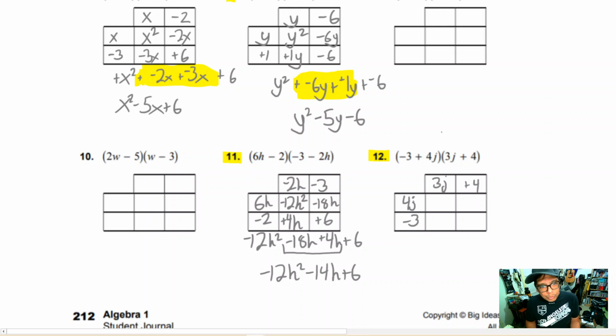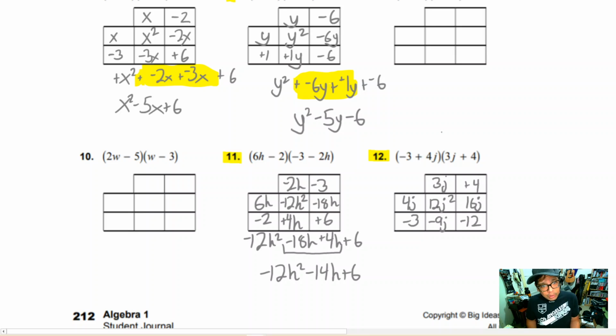Let's multiply the first row. 4 times 3 is 12. J times j is j squared. 4 times 4 is 16, so 16j. I wrote a y accidentally. My bad. Let's put a j there. Okay, second row. Negative 3 multiplied by positive 3j. That's minus 9j. And then minus 3 times positive 4. That's minus 12.